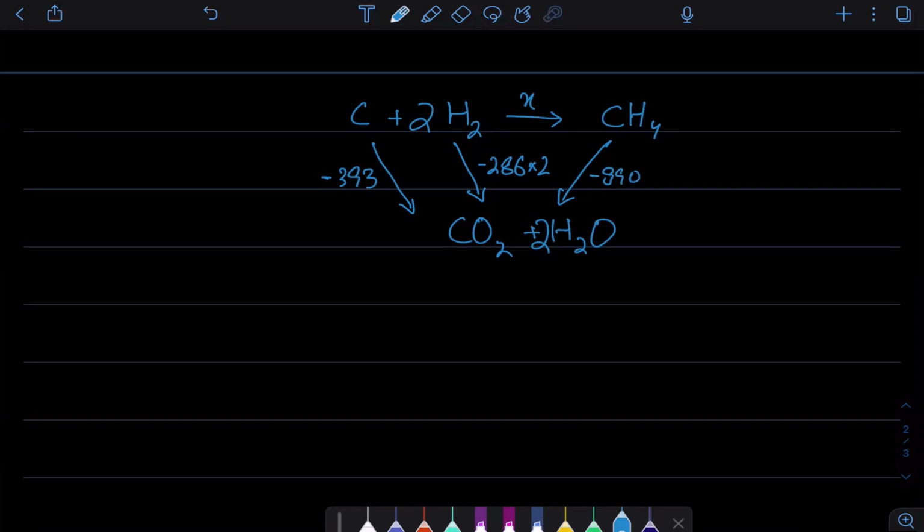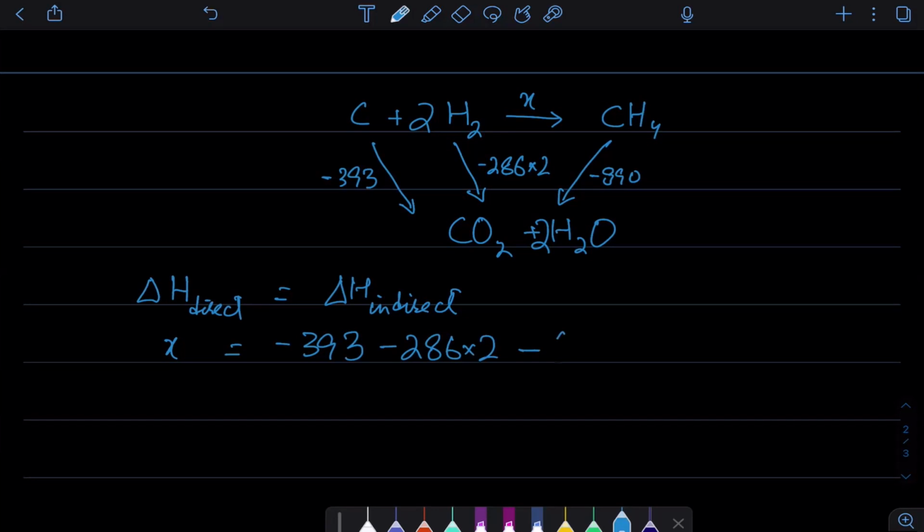So my direct and indirect path. This is my starting point. This is my ending point. This is my direct path. This is my indirect path. So if you are clear with what your direct and indirect path is, कोई question आपको challenge नहीं कर सकता है. So delta H direct equals delta H indirect. So direct is x, indirect is -393 -286 times 2 -890. क्यों? क्योंकि ये ऊपर को जा रहा है. And this is going to be my answer. Pretty straightforward.